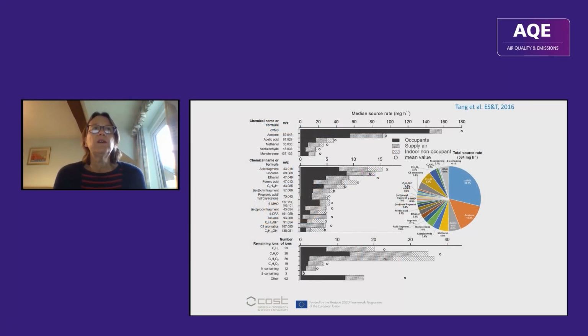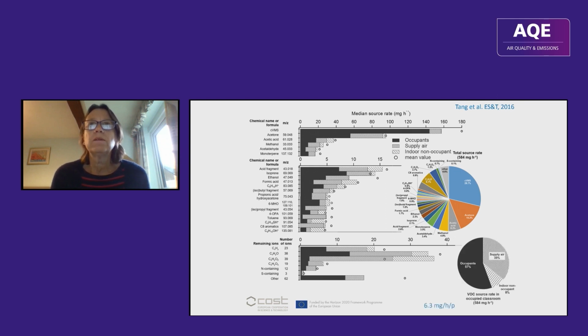So this is another study from America. And if you can just press it again, I think there's some more little boxes to appear. Thank you. And again, this is showing the importance of occupants. So this was a lecture theatre in America. And what they were looking at was sampling the inlet and outlet air from this lecture theatre to try and understand the contribution of the occupant.